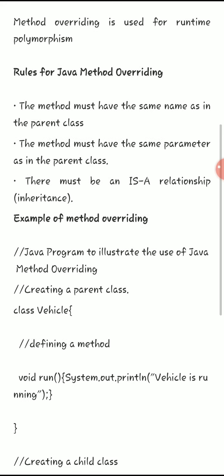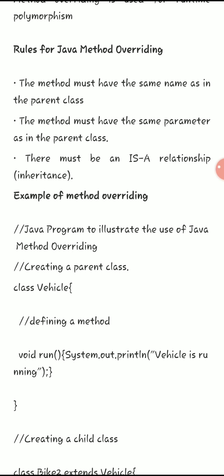At last, there should be an ISA relationship. The derived class should inherit from the base class, and the derived class is a child of the base class. That ISA relationship should be maintained for method overriding.